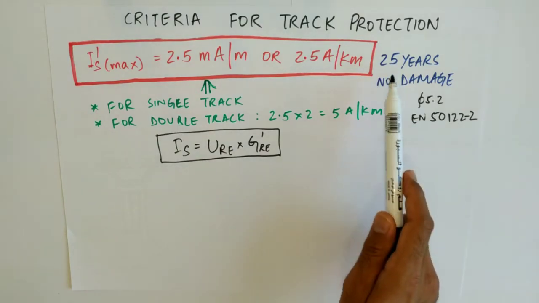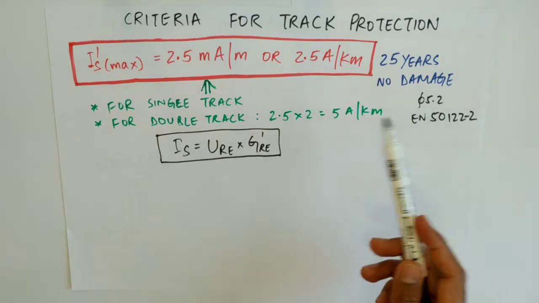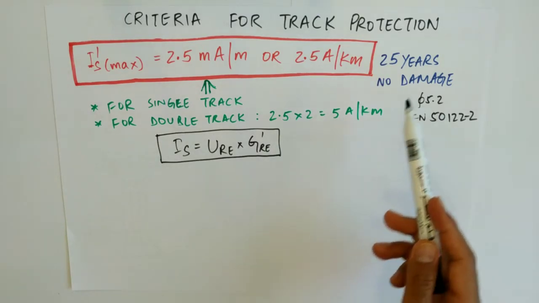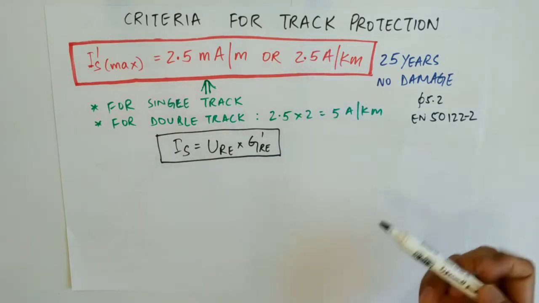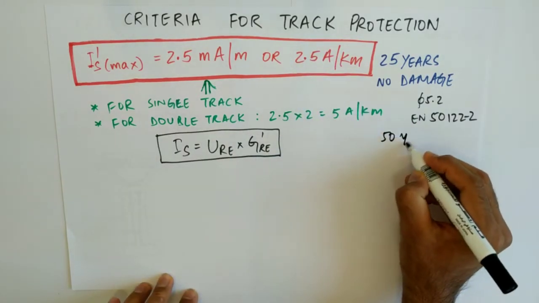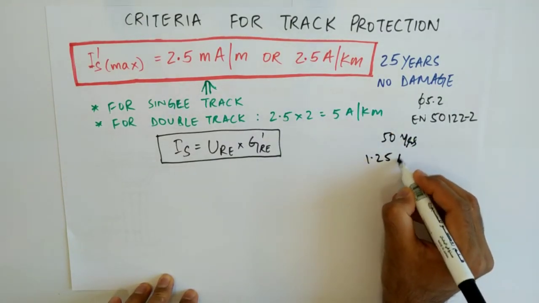Now in some cases you might have to design for 50 years of design life. For that the standard does not specify, but you can assume a linear variation, as there is no particular standard stating to take an exponential variation or a linear variation. So in case of 50 years of design life, you can reduce this value to half, and for 50 years this will become 1.25 amps per kilometer.